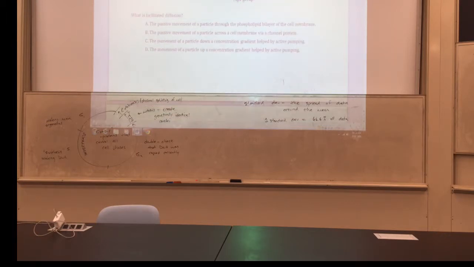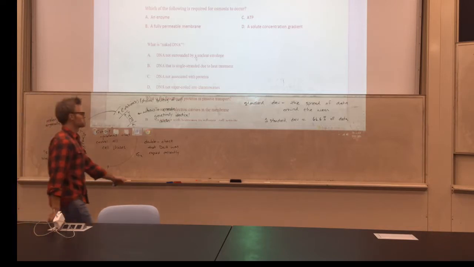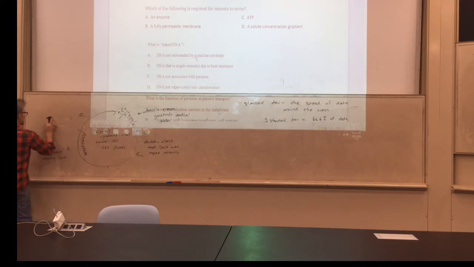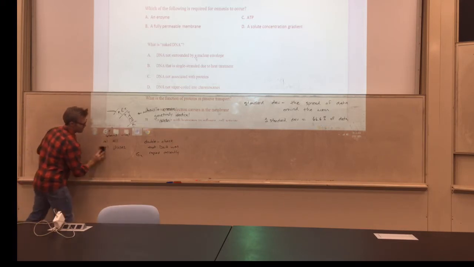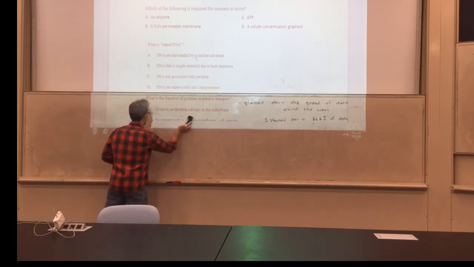All right, facilitated diffusion. It's the passive movement of a particle across a cell membrane with the help of a channel protein, so you don't need energy. The correct answer is B. What do you need for osmosis? We didn't talk about osmosis yet. The answer is D.